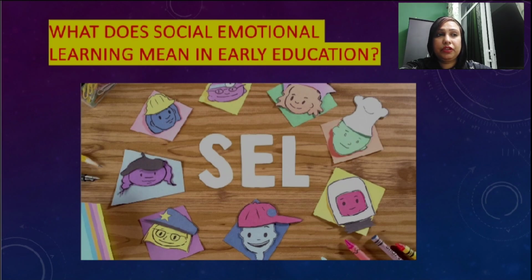Teaching social emotional learning isn't about any individual lesson plan, but modeling these skills for children and supporting them to manage emotions and identify their feelings throughout the day.